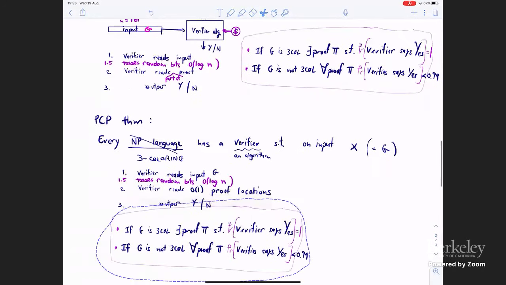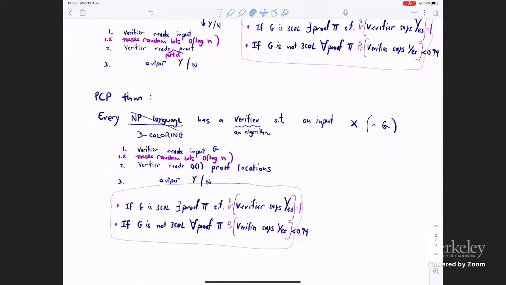These two conditions: the verifier gets the graph G. As we said before, this is an NP-complete problem. It can be something or it can be three coloring. So it gets the graph G. The verifier doesn't know and has no way of knowing if it's a three colorable graph or not. Nevertheless, with the help of the proof, it can read only a tiny part of the proof and decide whether to say yes or no. And it has this very different behavior in both cases.